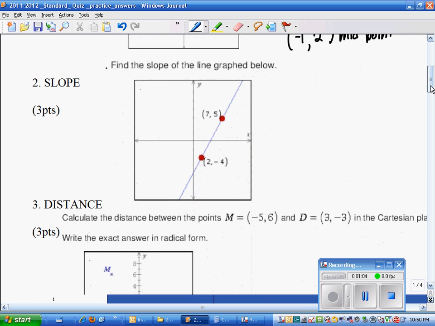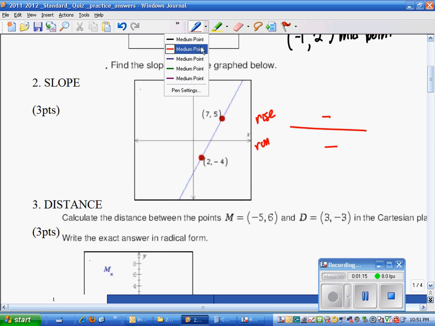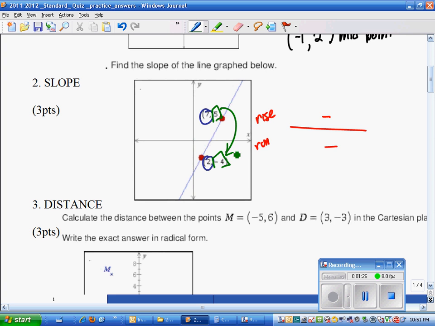For slope, the template is y minus y over x minus x because it's rise over run. And here we're going to circle, box, plug, chug. So we circle the x's and we box the y's. Rise goes with the y's, so I'm going to go 5 minus negative 4. And I'm going to go 7 minus 2. Watch your double negatives. The answer is 9/5.